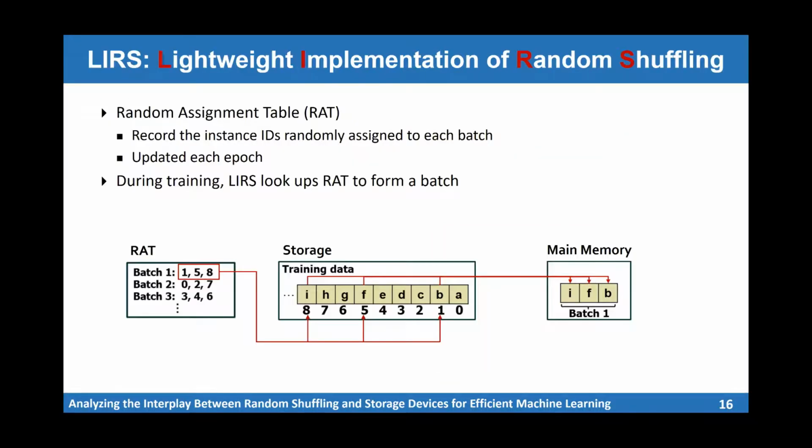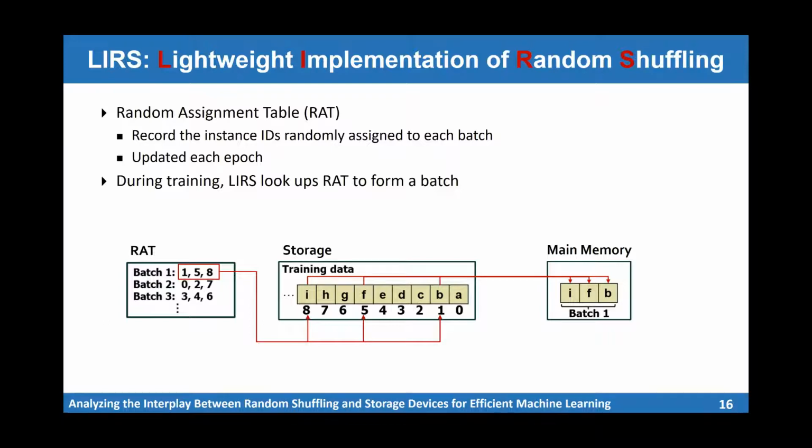In this work, we design a lightweight implementation of random shuffling called LIRS, targeting SSDs. In LIRS, the host maintains a random assignment table, which records the instance ID randomly assigned to each batch, and this assignment table is updated at each epoch.